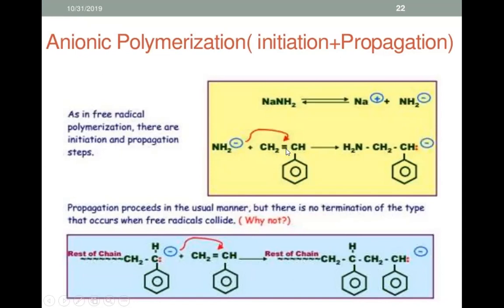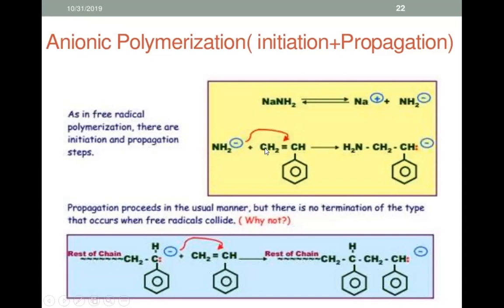Here, one of the bonds in the double bond, this pi bond, undergoes heterolytic fission and the two electrons migrate to this carbon. Hetero means the fission of the bond takes place unequally, and the two electrons of this bond migrate to this carbon, and this carbon will acquire the negative charge and this carbon will acquire the positive charge.